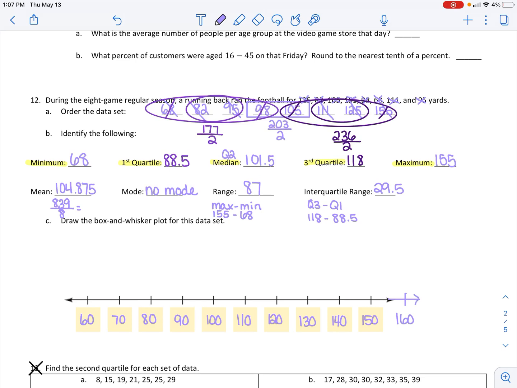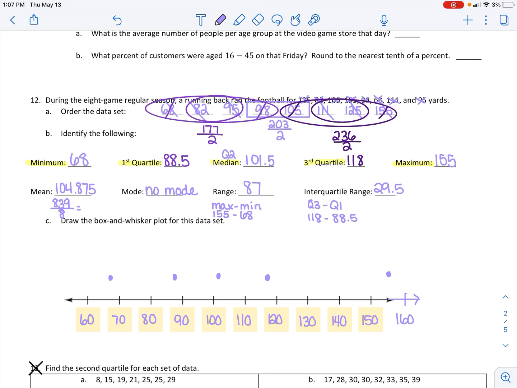All right, so from here, I'm going to put a point at each of the different numbers that I have highlighted at the top. So the minimum was 68, so I'm going to be close to 70. Then we had 88.5. Again, I'm going to be close to 90 here. 101.5 is going to be closer to the 100. 118 will be closer to the 120. And then 155 is going to be right in between 150 and 160.